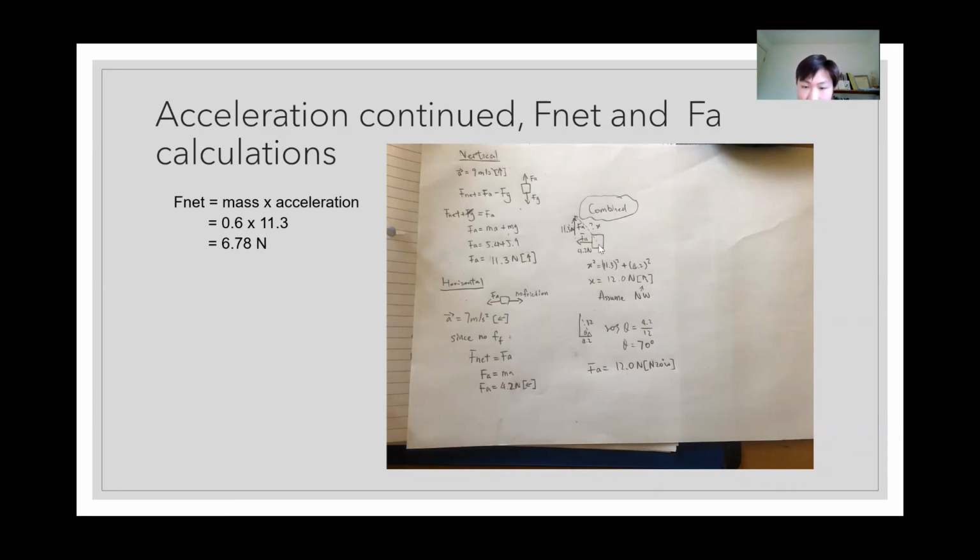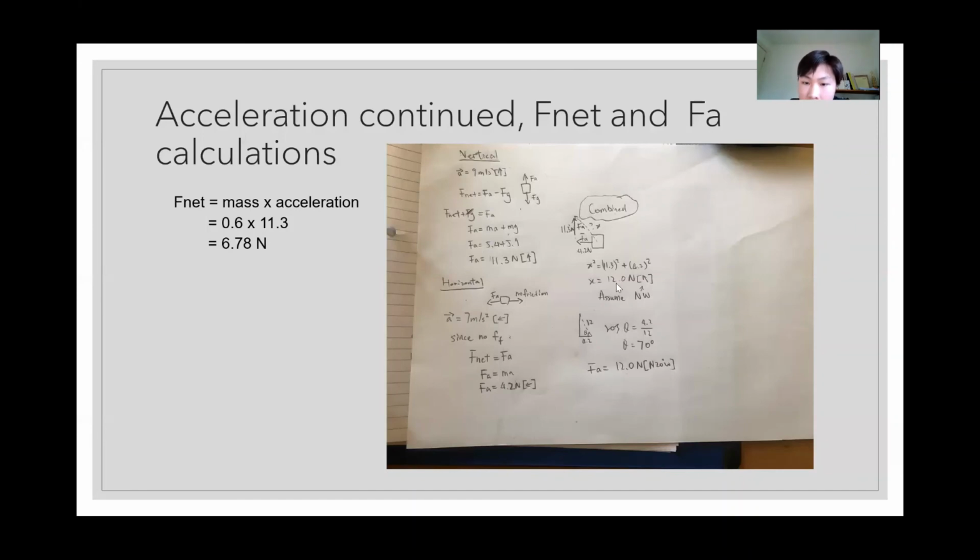So we're finding this dashed line right here. I denoted it as x. So we know that x squared is equal to 11.3 squared plus 4.2 squared. We got the rough answer of 12.0 newtons going left and up.